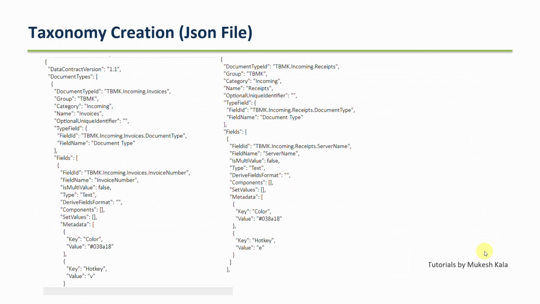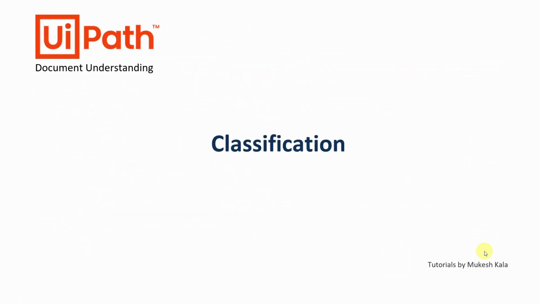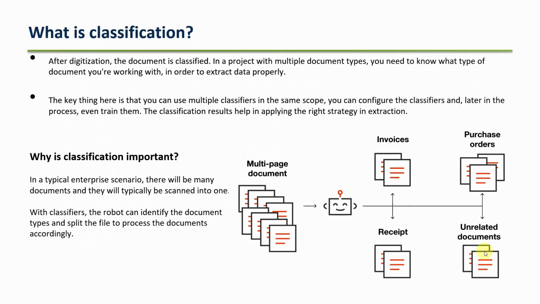So till this point, if you see this technically, we have told UiPath that yes, this is the data from the taxonomy I want to extract, and it has all the data. But how would the robot know that this is a receipt? Or how would the robot know that this is an invoice, right? We need to teach, and that teaching and that classification happens in the classification stage. So with that, let's go to UiPath Studio and see that in action.